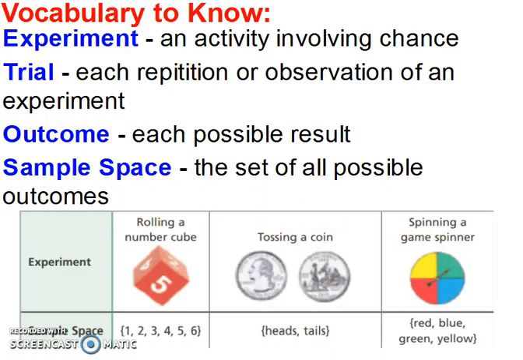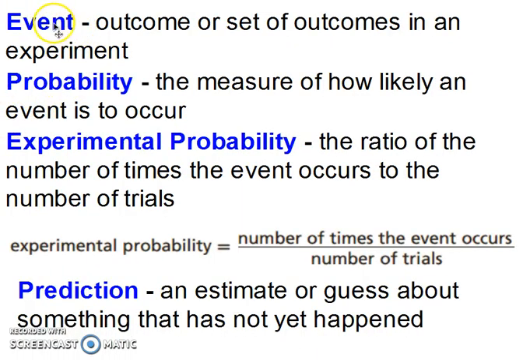Let's look at a few more vocabulary words. An event is the outcome or set of outcomes in an experiment. A probability is the measure of how likely an event is to occur. More specifically, experimental probability is the ratio of the number of times the event occurs to the number of trials. So experimental probability equals the number of times the event occurs over the number of trials.